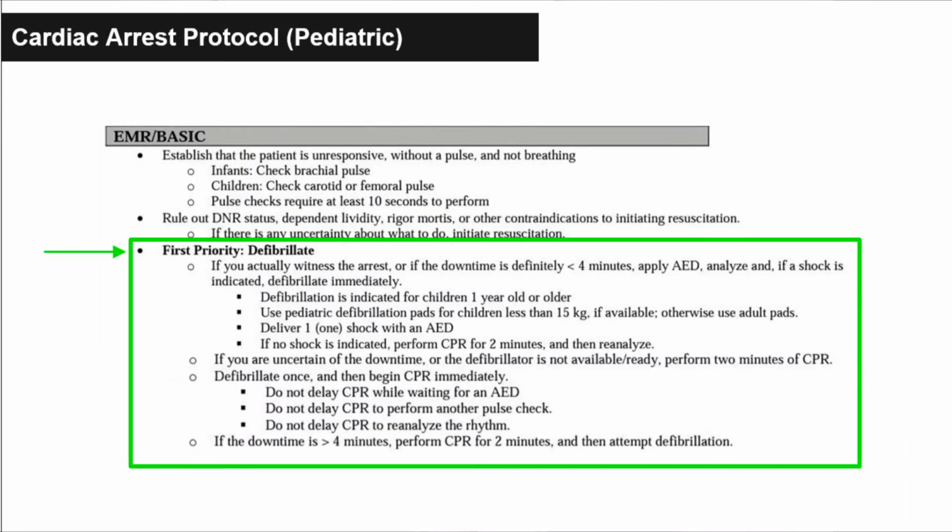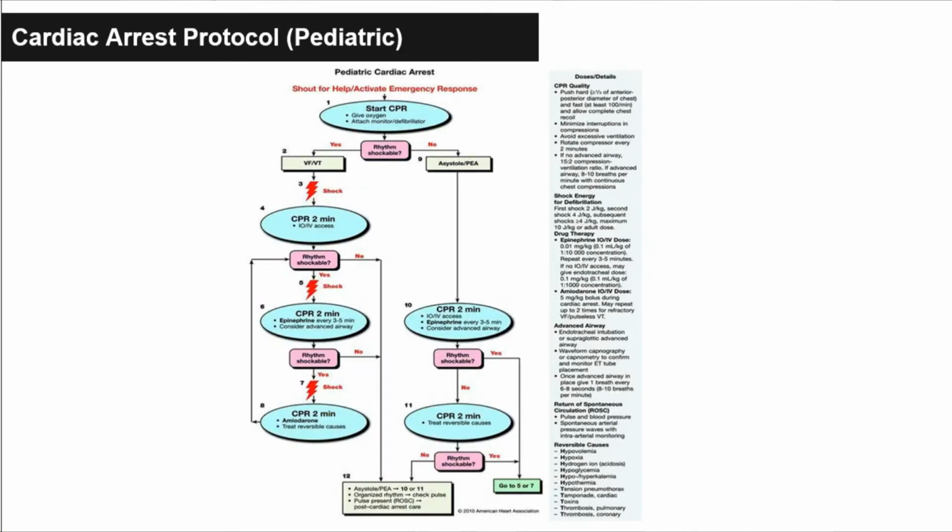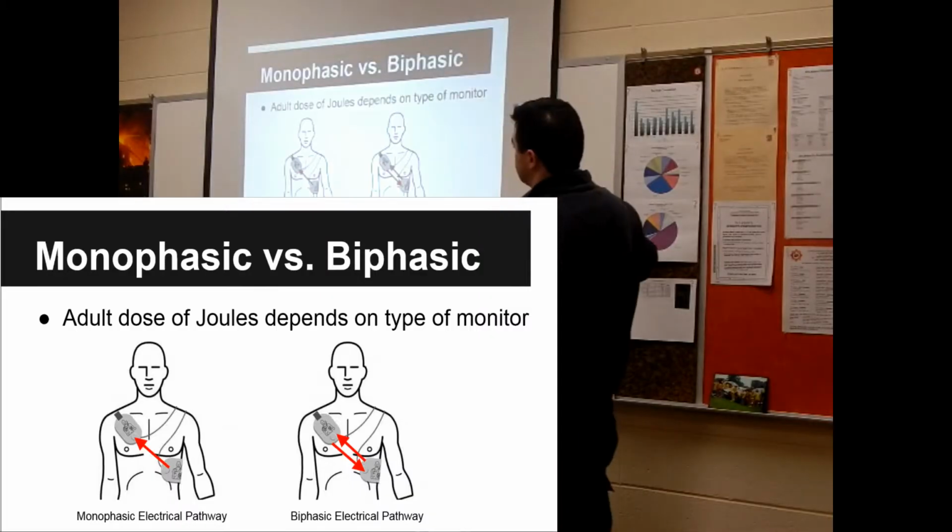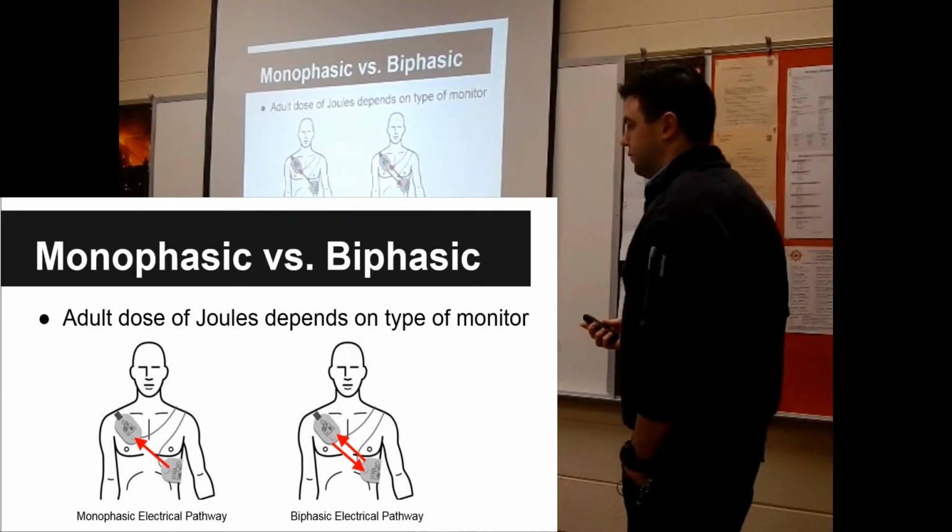And here's our PEDS. The difference is our second priority is defibrillate on an adult. On a ped, it's going to be our first priority if you actually witness the arrest, which we'll go over in a second here. Here's our algorithm for peds, and it has your dosaging over here, which I transferred on another slide. So we're going to discuss monophasic versus biphasic.